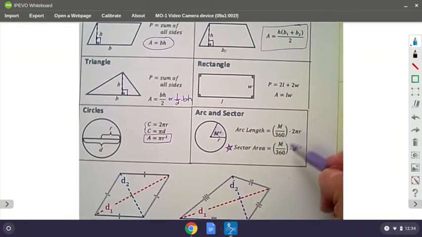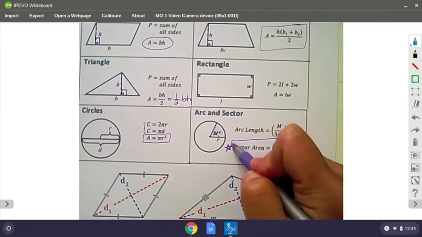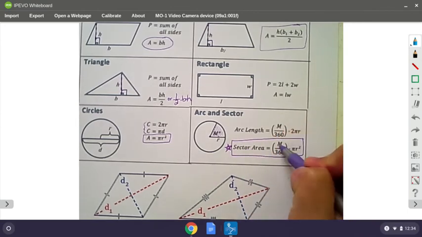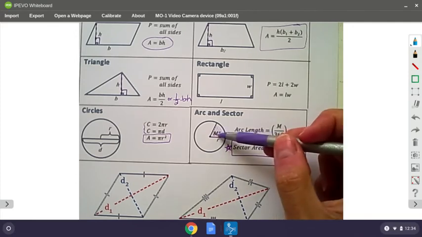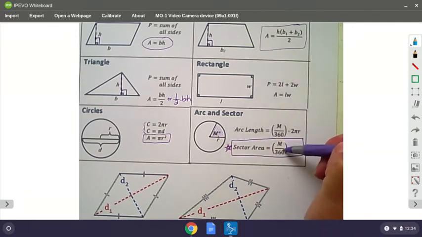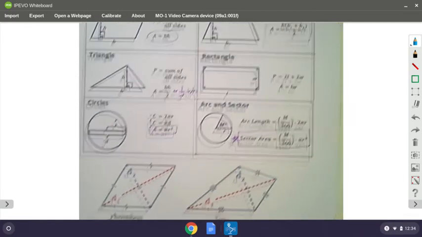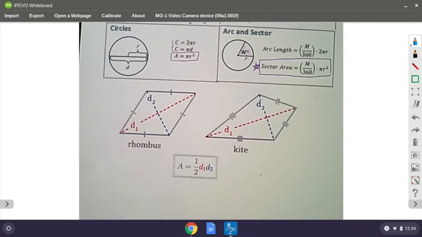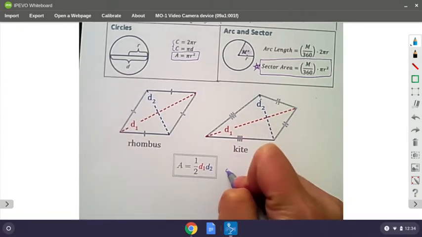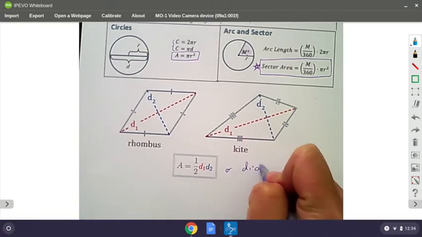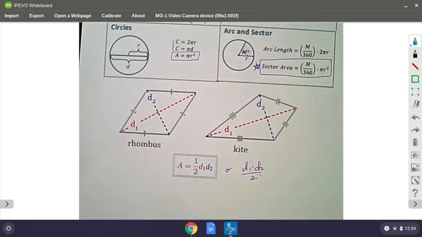So this is the formula right here. Arc length, we already learned that earlier. This is the one we're going to use now. Area of a sector: you take the measure of the angle, so M stands for the measure of the angle, over 360 and then times the area. This part tells you what percentage of the circle it takes up, and then you're multiplying that by the area of the circle. And then a rhombus and a kite both have the same formula. It has to do with the diagonals. It's 1/2 times the diagonals multiplied, or you could think of it as D1 times D2 over 2, same thing.